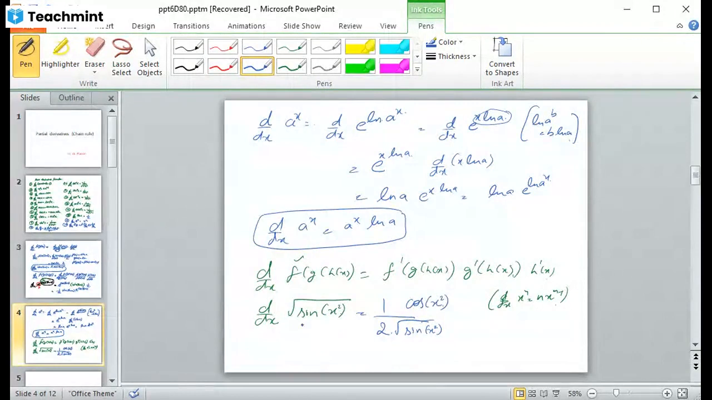Okay. The first function is square root, the second function is sine, and the third function is x square. So what is the derivative of x square? This is 2x, so the 2 and 2 get cancelled out. So the answer is x cos of x square upon square root of sine of x square. I hope now you understand the concept. How can we use the derivative of the composition of functions? Based on this, we are going to solve some problems on partial derivatives.